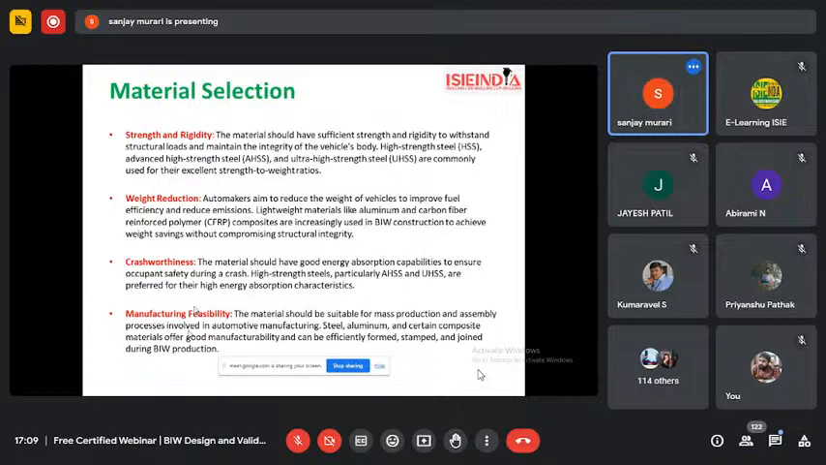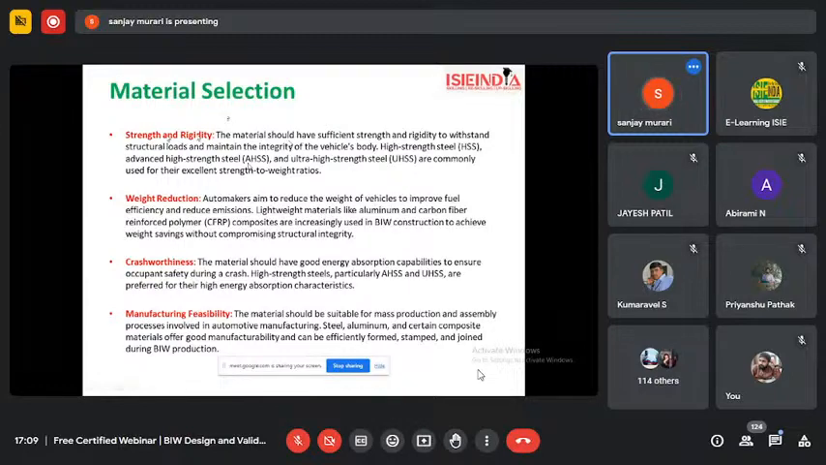Material selection will be based on a few parameters. The main parameters I have included here. First comes strength and rigidity. BIW, as I said earlier, is the main skeleton, the main component in the vehicle, which holds all the assemblies and sub-assemblies. So it should have enough strength to hold them, and to provide good stability to the vehicle, it should have good strength.